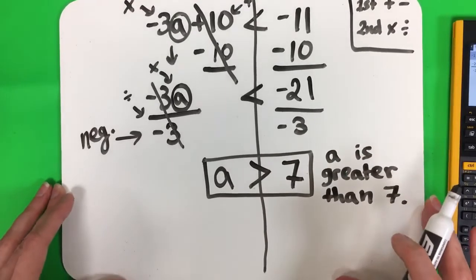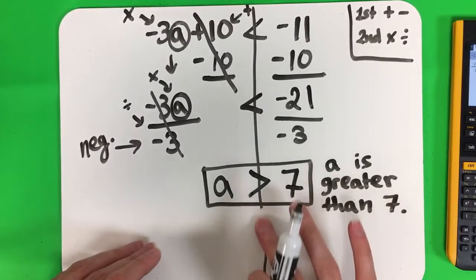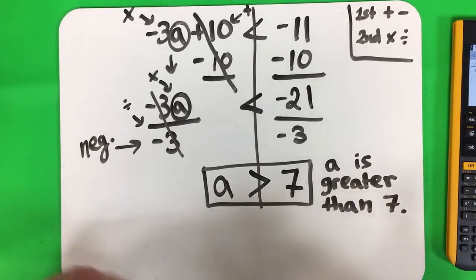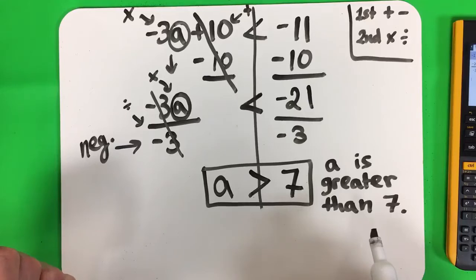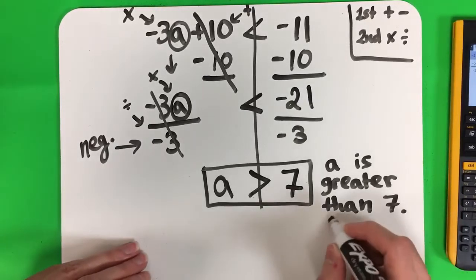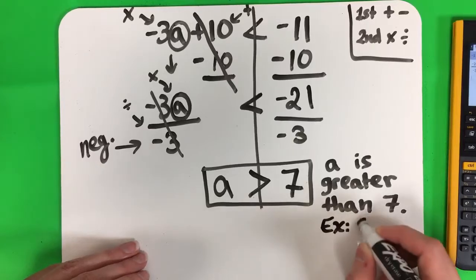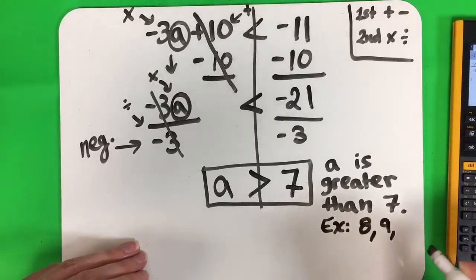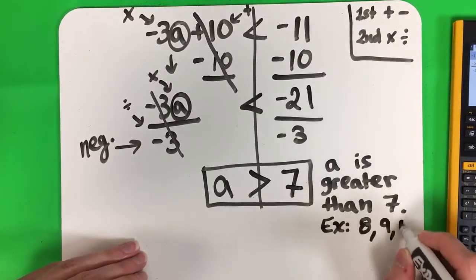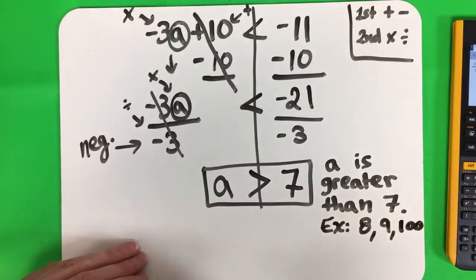So let's give some examples. Ejemplos, qué números que están mayor que 7. So examples of numbers greater than 7. So what numbers are bigger than 7? Well, we could have 8, 9, 10, 11, 12, 100.